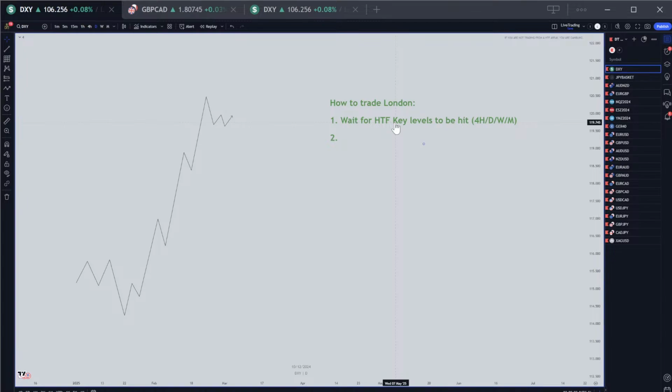Because maybe in New York, this is also for New York, right? This starting point. Wait for your higher time frame key levels to be hit. Maybe you see this very small in the top corner. If you're not trading from a higher time frame array, you're gambling.